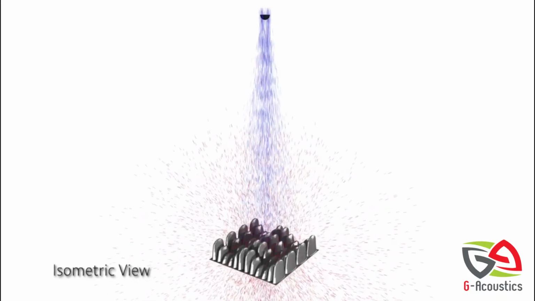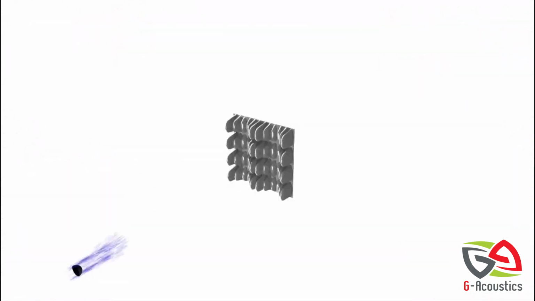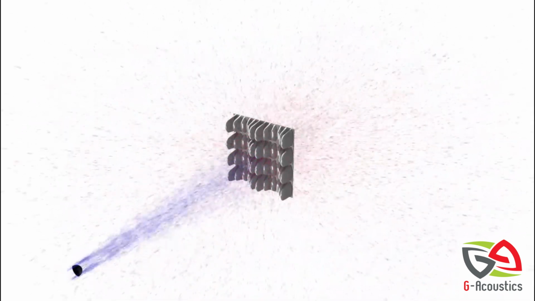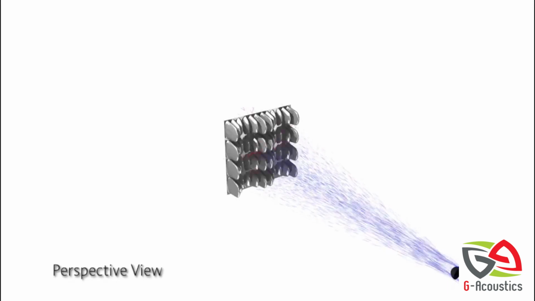To visualize the sound waves, we delayed the video at slow motion of 2.48 per 346 meters per second. The distance between the sound source and the acoustic panel used in this simulation was 180 centimeters.